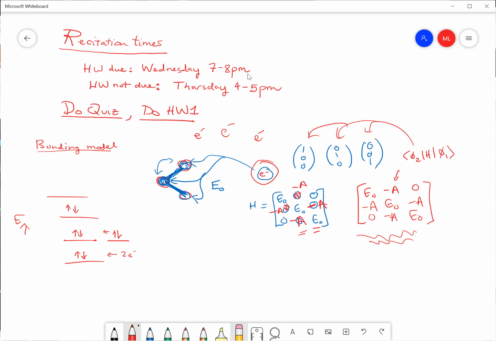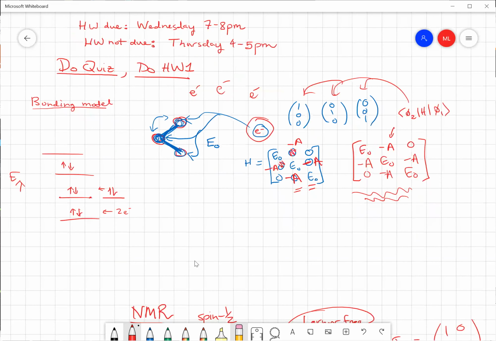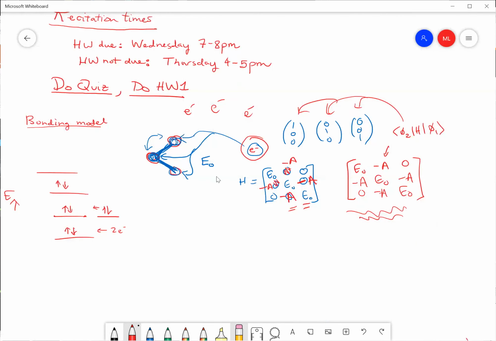So that's the idea. I wanted to emphasize that again, maybe state the model in a different way, just to make sure we get that. So that was what we were doing. But now we're going to go back to NMR. So any questions about that?